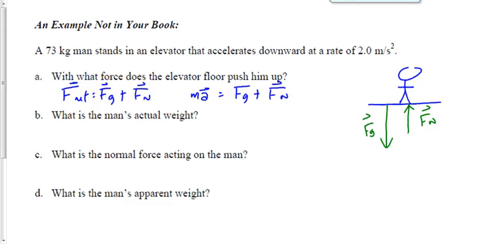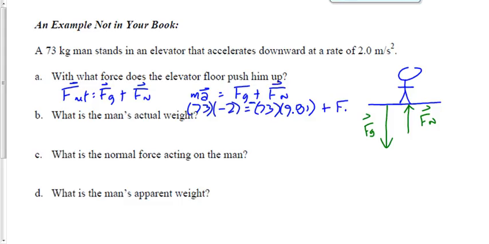What mass do we have? 73 kilograms. What's a? Natalie, what's a? Good. -2, not just 2, right? He's accelerating downward, so it's -2. Fg is 73 times 9.81, but we'll make that a negative force. Doesn't matter whether we put the negative with the 9.81 or out front of the 73. Doesn't make any difference there.